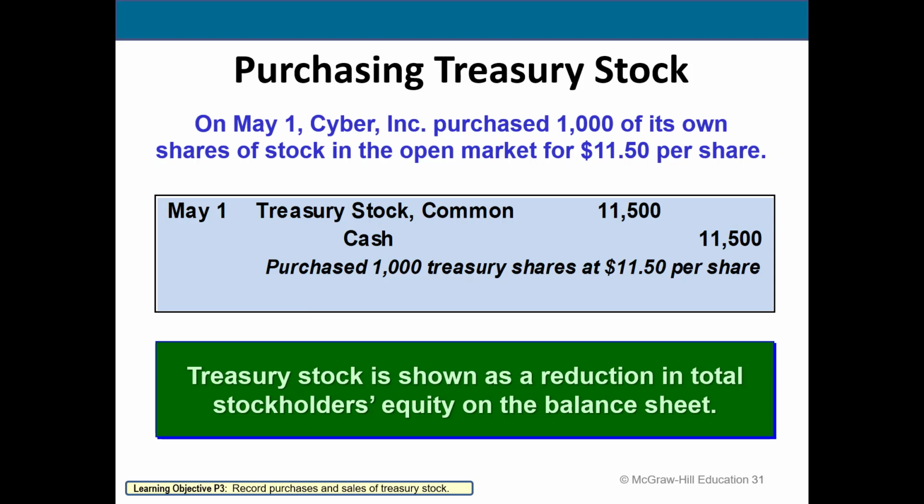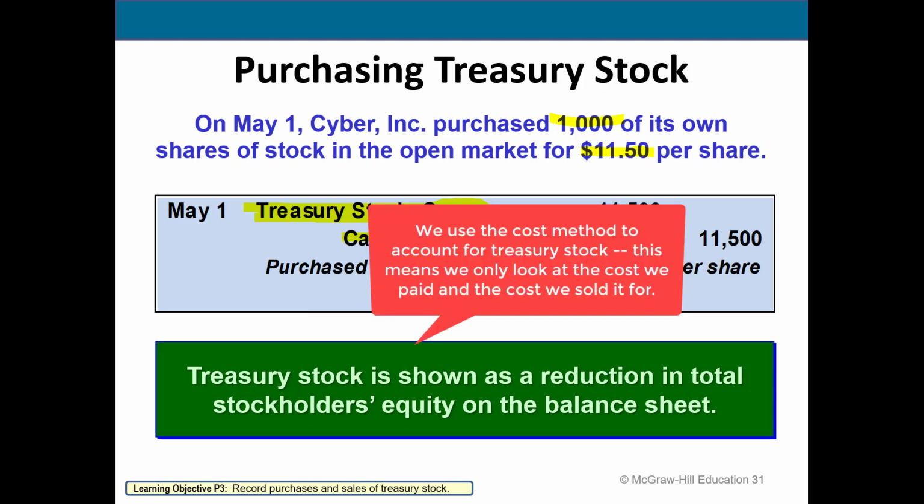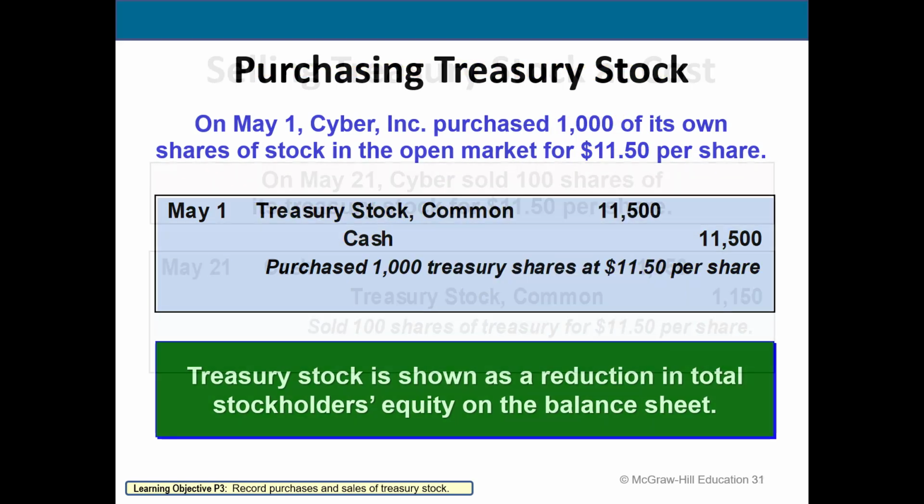This is the journal entry for treasury stock. If they purchased 1,000 shares in the open market for $11.50 per share, we will multiply 1,000 times $11.50, and that's how much we will debit treasury stock for, and then we'll credit cash. So we use something that's called the cost when looking at treasury stock. We do not look at the par value or the stated value. We simply look at our cost, what we paid for the treasury share.